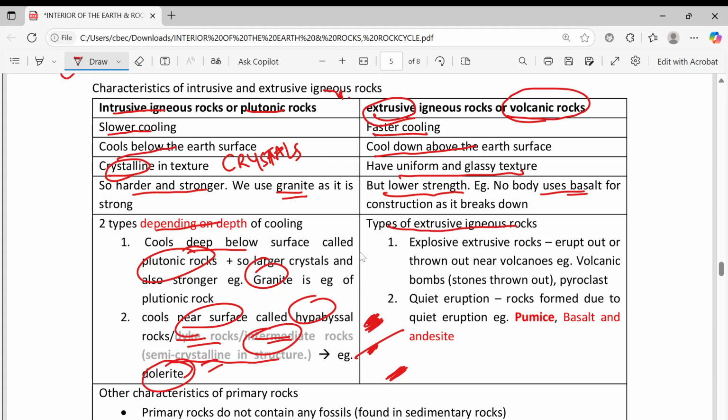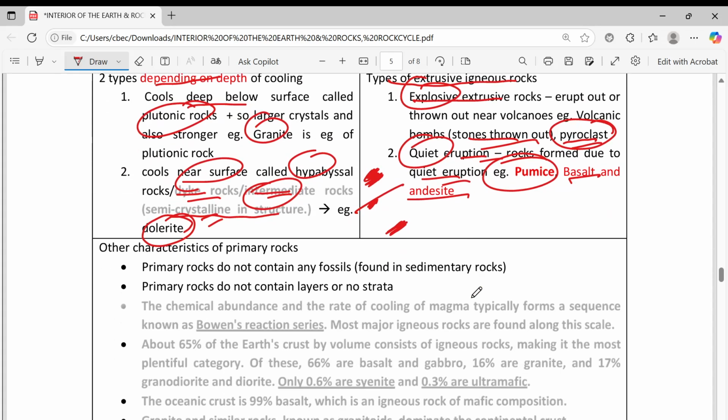Now types of extrusive igneous rocks. Explosive and quiet eruption. In an explosive eruption, material is thrown out near the volcano, volcanic bombs, for example stones. There is pyroclastic material, a mix of fiery material, fragments of rocks, all that. Then quiet eruption: rocks formed due to quiet eruption are basalt, andesite, and pumice also is one type of quiet eruption igneous rock.